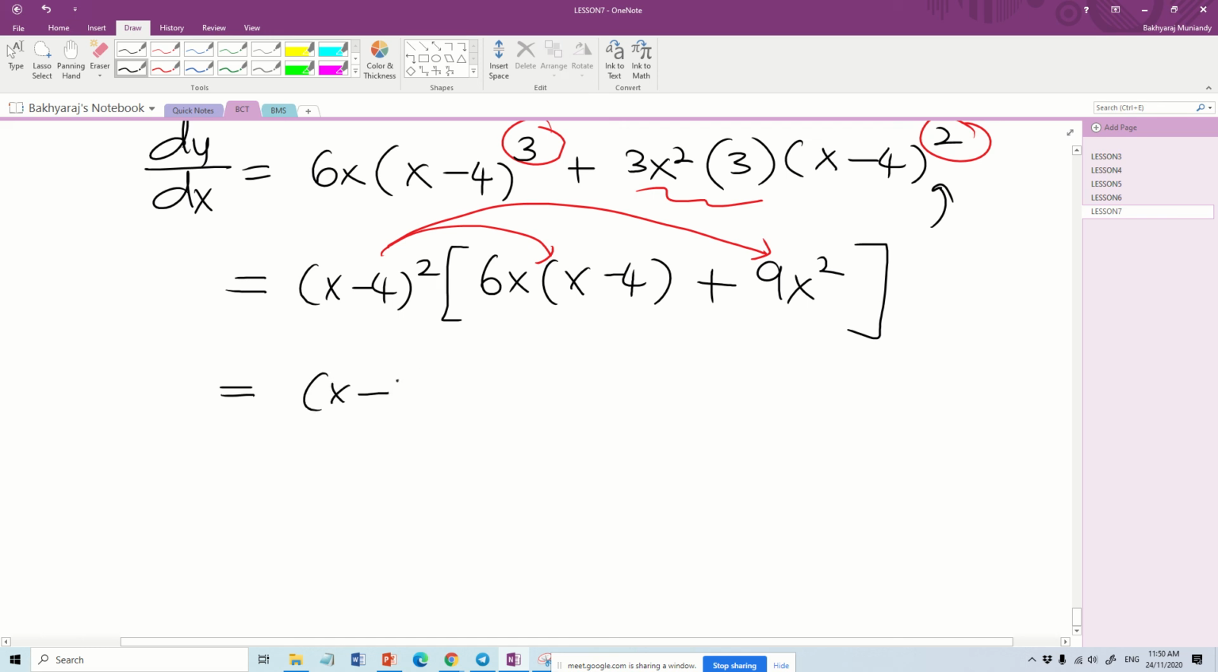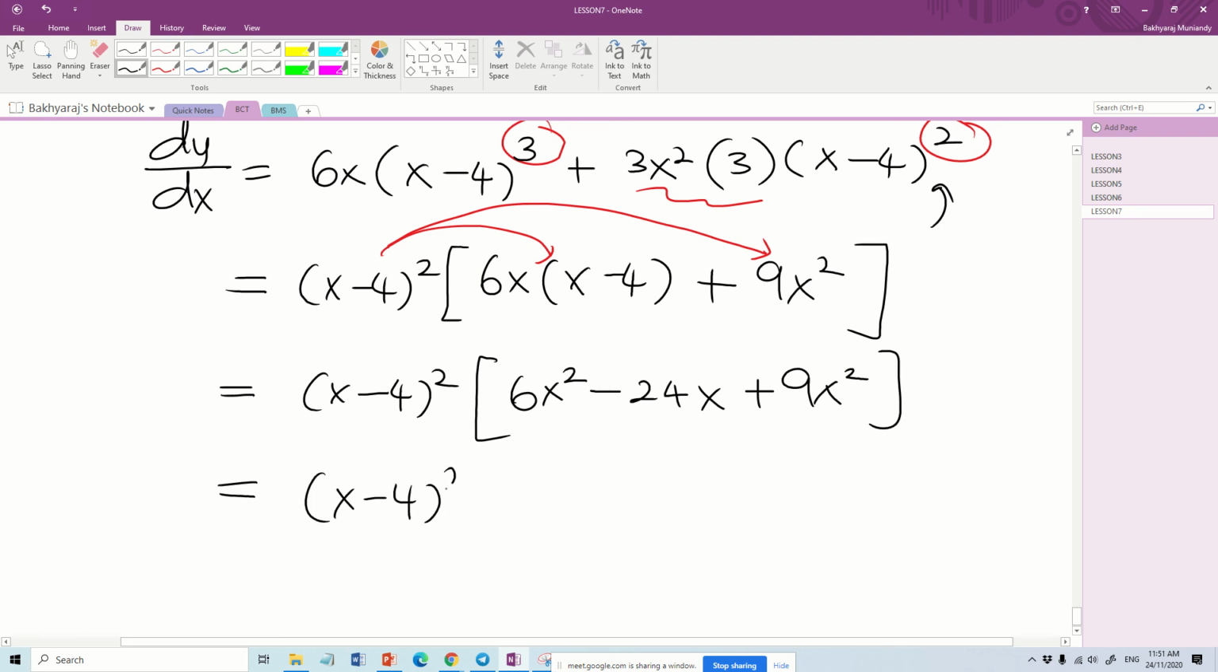Okay, next kita sambung equal. So (x minus 4) square, then kita simplify dalam. So kita simplify dalam, ni akan jadi 6x square minus 24x plus 9x square. And then give me this last answer. So (x minus 4) square, and then bracket 9 plus 6 become 15x square minus 24x. So inilah last jawapan saya.